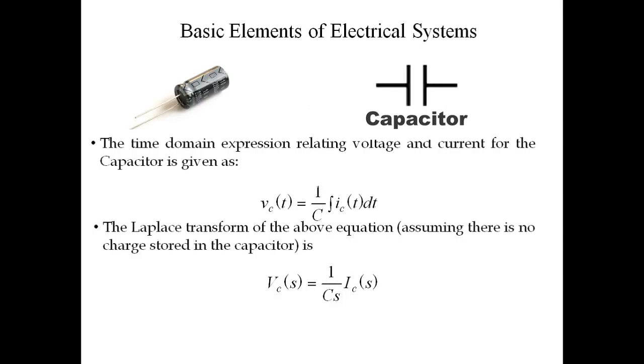Next is a capacitor. The time domain expression relating voltage and current for a capacitor is given as Vc of t is equal to 1 by C integral of current across the capacitor, that is Ic of t dt. If we take the Laplace transform of the above equation, assuming there is no charge stored in the capacitor, then we get capital Vc of S is equal to 1 by Cs into Ic of S. So this is a simple expression we get in the Laplace domain.